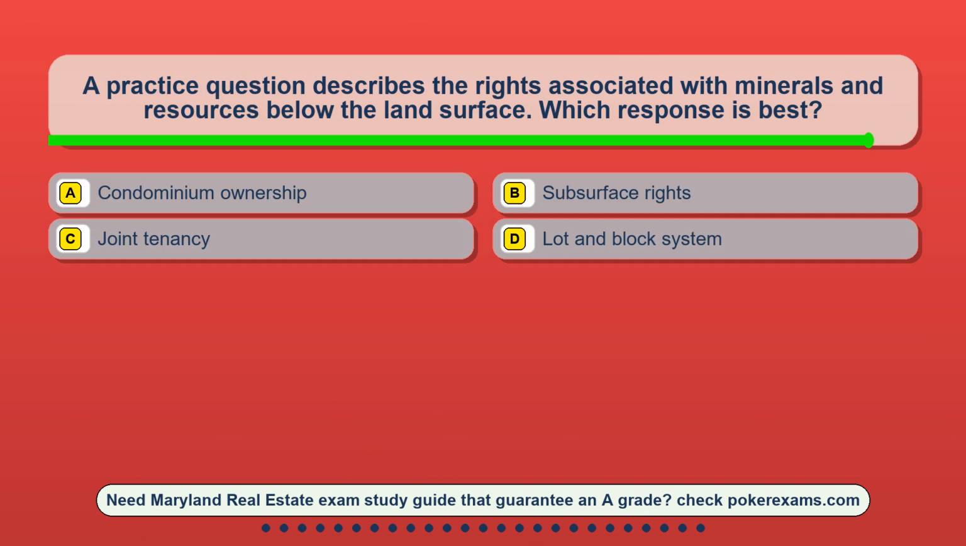Question 13. A practice question describes the rights associated with minerals and resources below the land surface. Which response is best? Option A, condominium ownership. Option B, subsurface rights. Option C, joint tenancy. Option D, lot and block system.